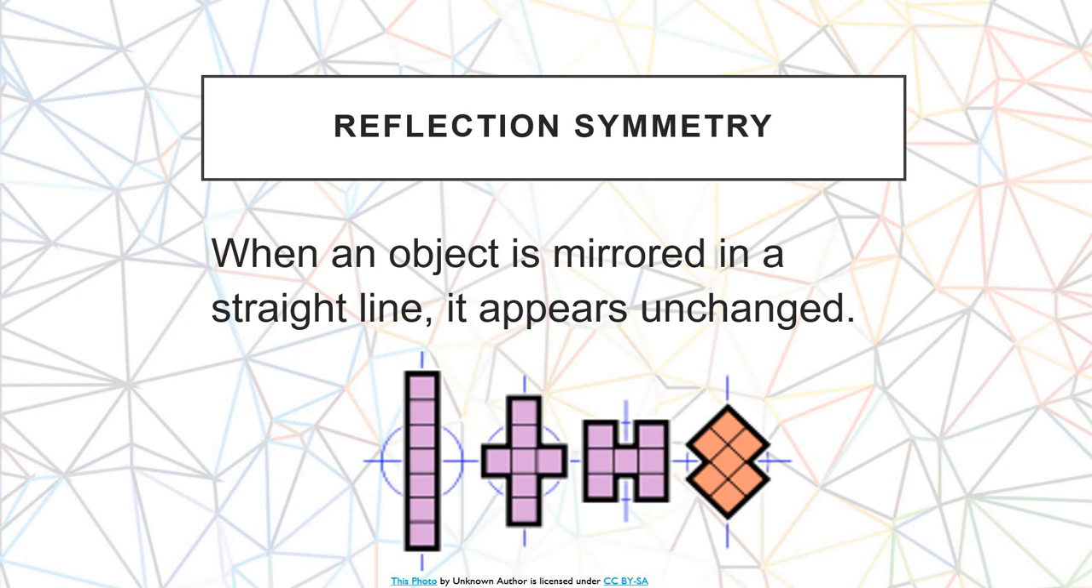So if you get half of it, it's just a reflection of the other side. Or if we get the vertical half, it's just the same as the other half. So it mirrors itself. That is reflection symmetry.